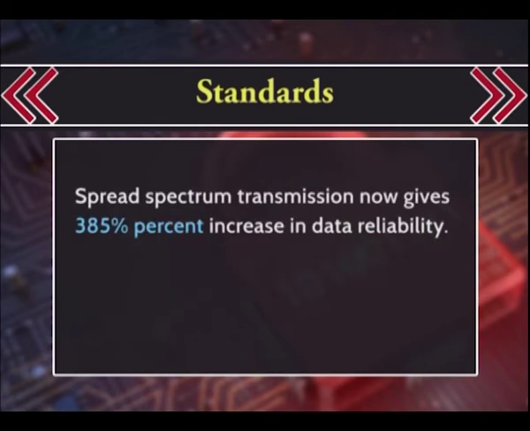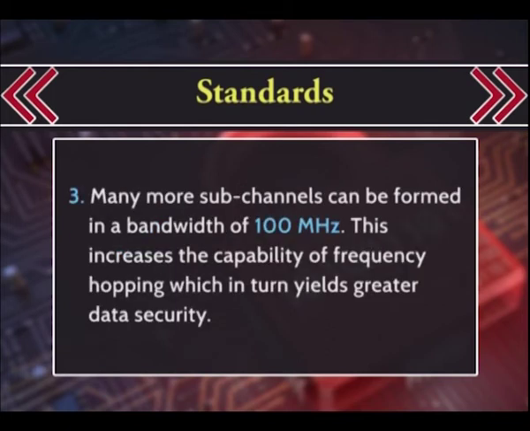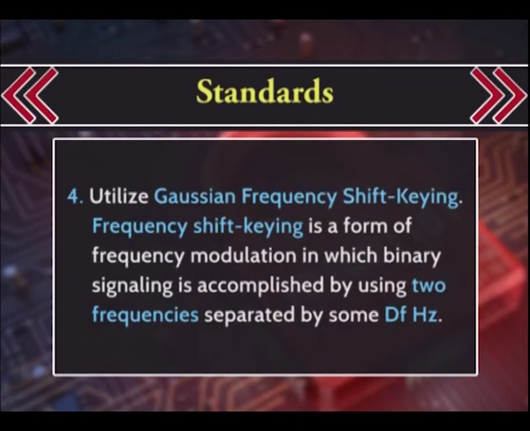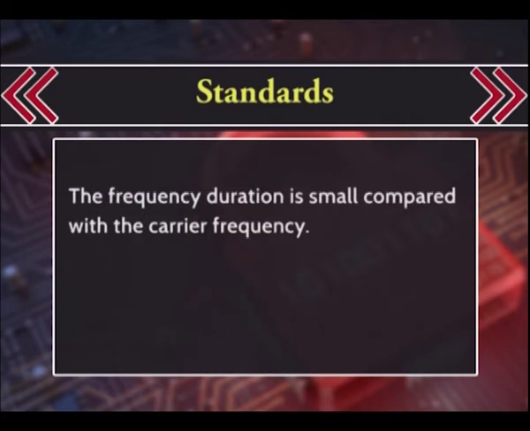Spread spectrum transmission now gives a 385% increase in data reliability. Many more sub-channels can be formed in a bandwidth of 100 MHz. This increases the capability of frequency hopping, which in turn yields greater data security. It utilizes Gaussian frequency shift keying. Frequency shift keying is a form of frequency modulation in which binary signaling is accomplished by using two frequencies separated by some amount. The frequency deviation is small compared with the carrier frequency.